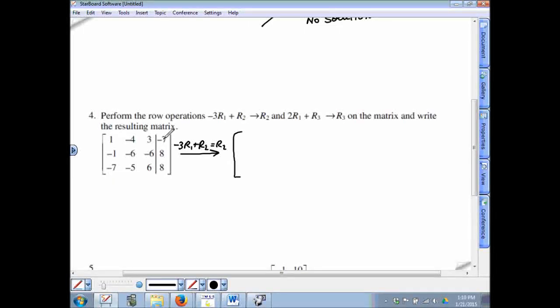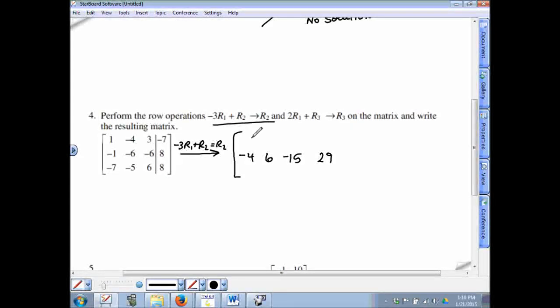You multiply every entry in row 1 by negative 3 and add that to row 2. And that replaces the entries in row 2. So negative 3 times 1 is negative 3 plus negative 1, negative 4. Negative 3 times negative 4 is 12. 12 plus negative 6 is 6. Negative 3 times 3 is negative 9 plus negative 6 is negative 15. And negative 3 times negative 7 is 21 plus 8 is 29. So that's this row operation.